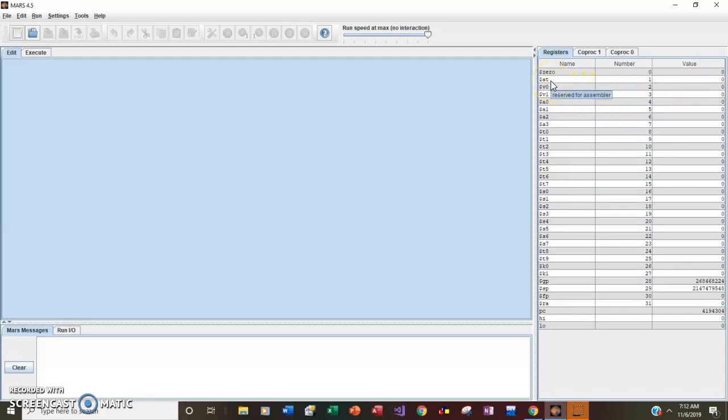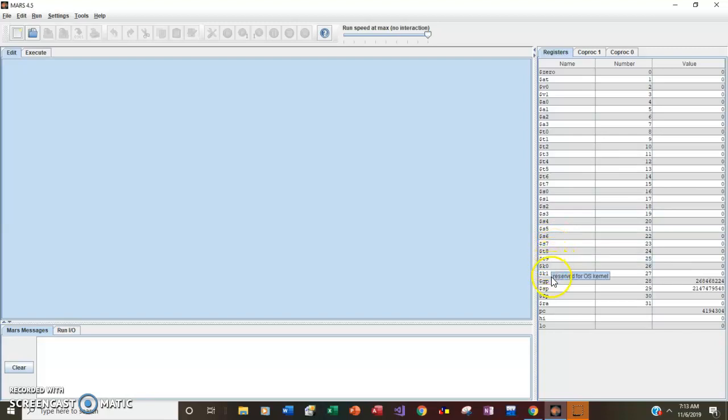AT has a reserved meaning. You can see some of the text helps you out there, reserved for assembler. The V registers are reserved when you're using functions, including your syscall functions. A registers are reserved for any values that need to be sent through syscall. T registers are temporary registers, 0 through 7. You can use these. S registers are saved temporary. These are, again, 0 through 7.